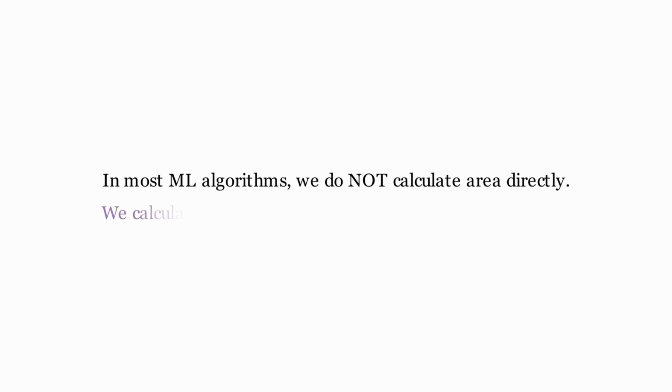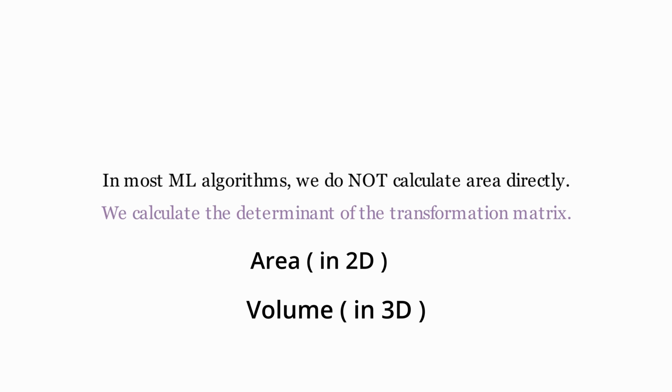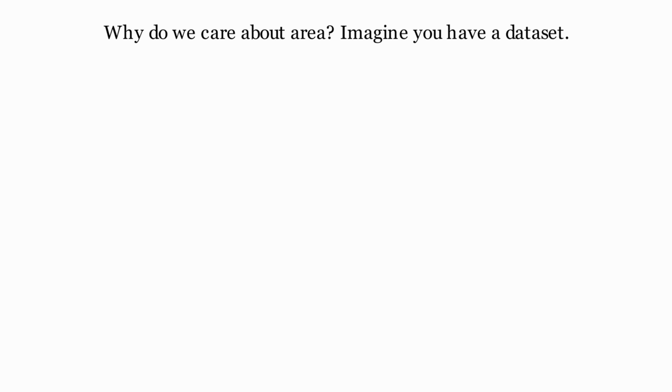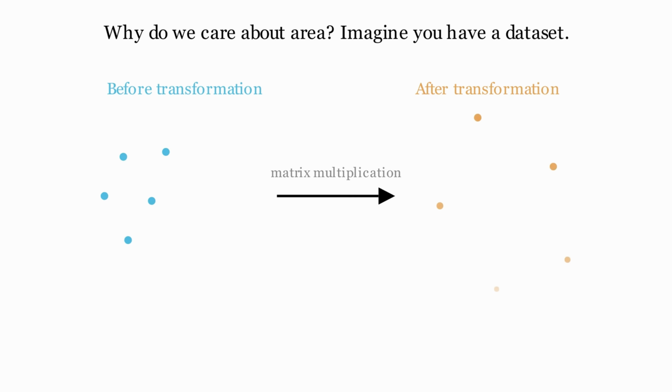So in most ML algorithms, we do not calculate the area directly. Instead, we calculate the determinant of the transformation matrix because the determinant already tells us how the transformation changes area or volume. Why do we care about area? Imagine you have a data set, which you can see on the screen. Before transformation, the data looks like this, and after applying a linear transformation, we see the data like this. And the points have moved.